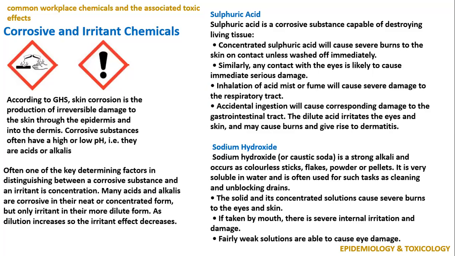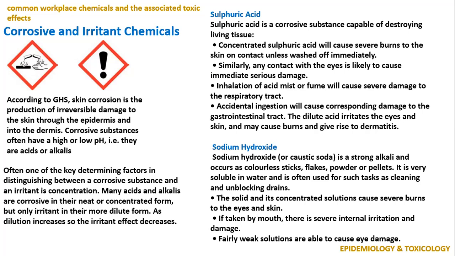Now the next category is the corrosive and irritant chemicals. The symbol we can see for corrosive is this one, having a test tube with an acid, and the next symbol for irritant chemicals is the exclamation mark. According to the GHS, skin corrosion is the production of irreversible damage to the skin through the epidermis and into the dermis.